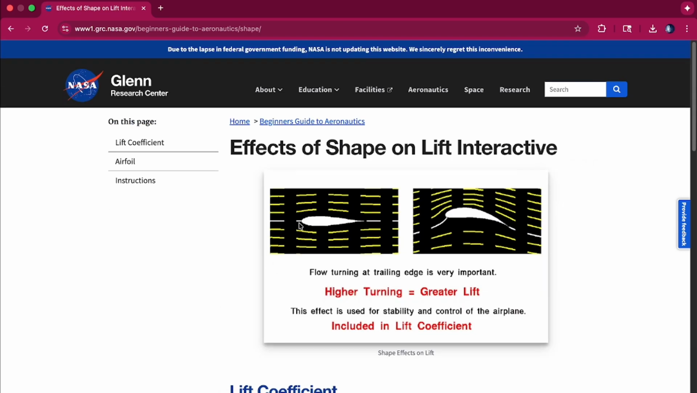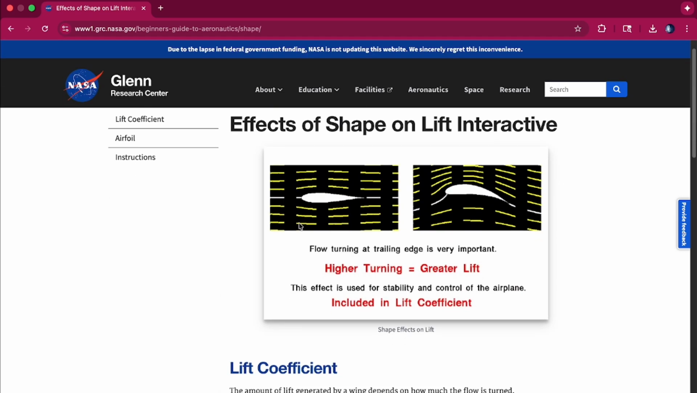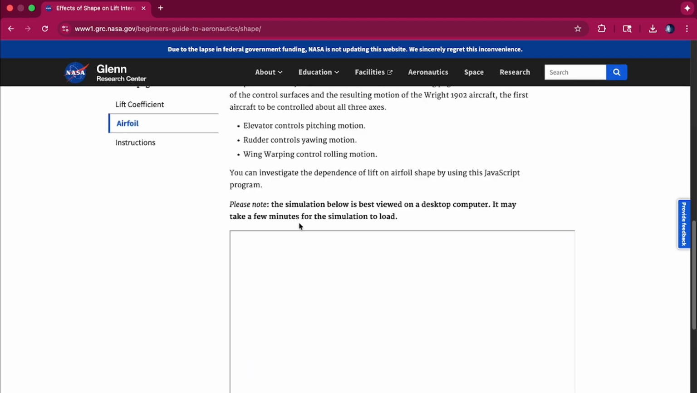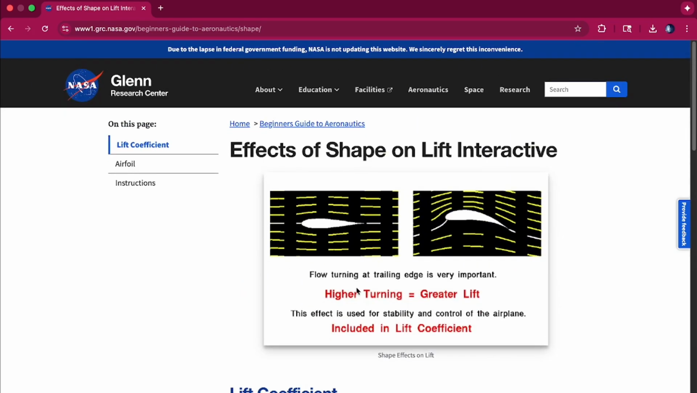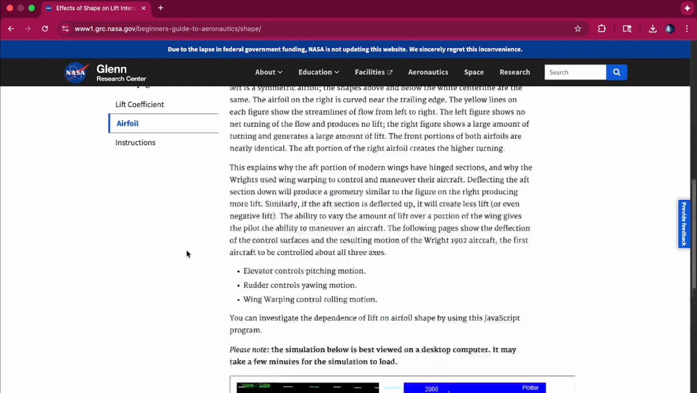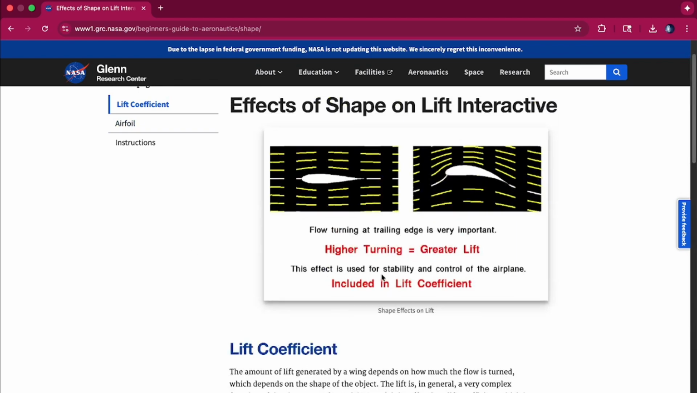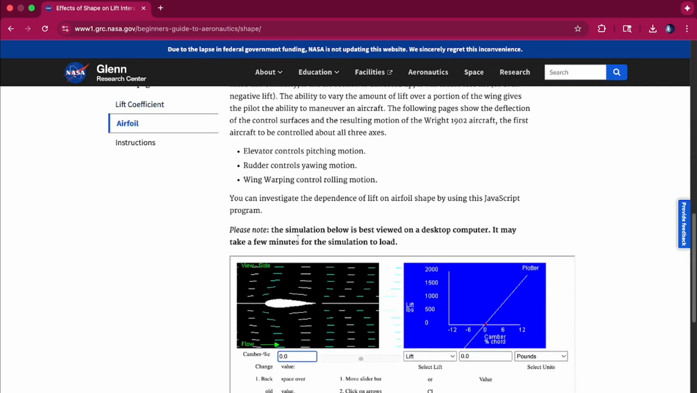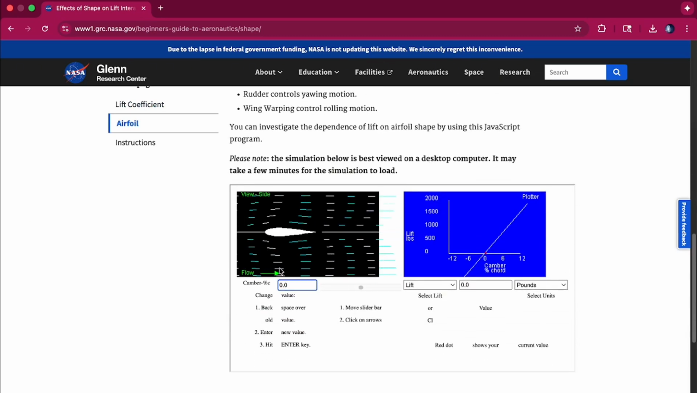Effects of shape on lift interactive right here. The more turning on the trailing edge, which is essentially the drag point of the plane, there's greater lift. This effect is used for stability and control of the airplane, included in the lift coefficient. So that's very cool to know. You can see the flow is going that way. If you slide, that's cool.